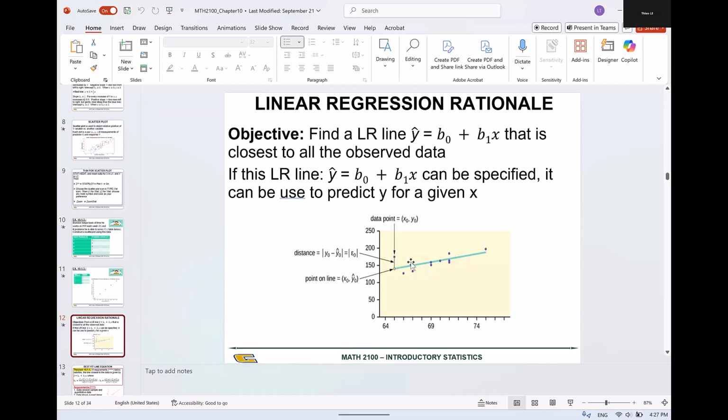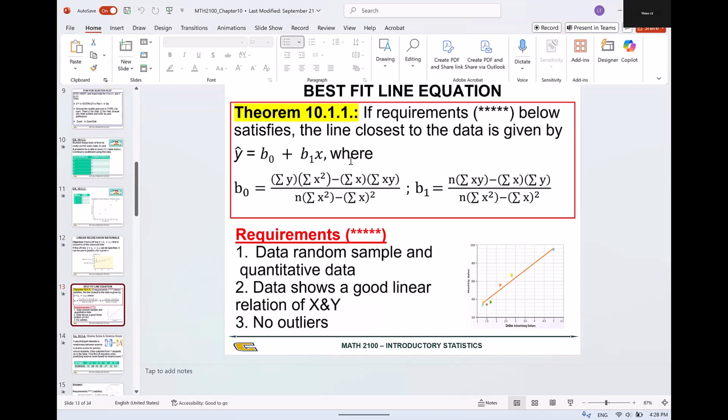And basically the baseline will be the line that yields the smallest error, okay. And this we call the least squares method in statistics. For our level, we don't need to look at too much detail about this, but if you go to maybe a 4,000 or 5,000 level, then you should be able to find out the line. But here, for us, we just need to look at this theorem we call the best fit line equation.